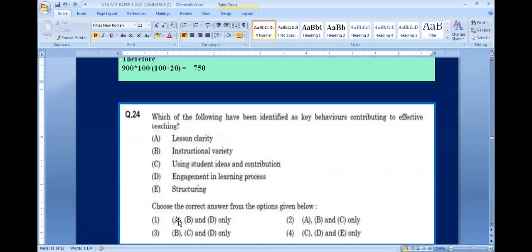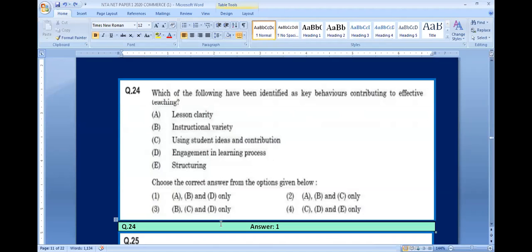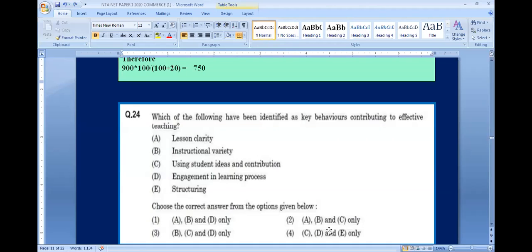Which of the following have been identified as key behavior contributing to effective teaching? Again, coding method. A appeared twice, B appeared thrice. Let me check B. Instructional variety. Yes, that's there. Instructional variety, correct. So instructional variety, without that, option 4 is there, that is ruled out. Our answer is between 1, 2, 3. Now check C is appearing twice.